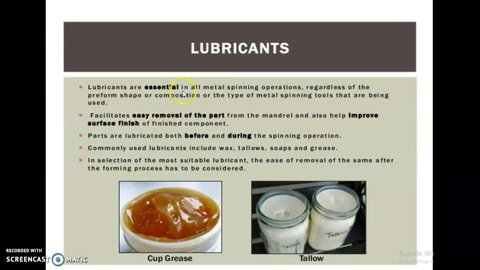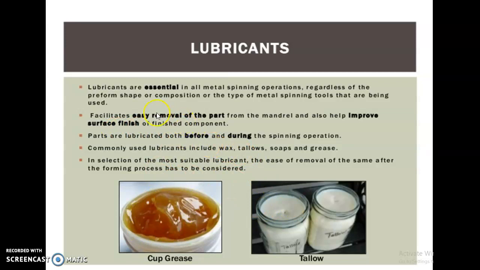So, lubricant. Lubricants are essential in all metal spinning operations, regardless of the preformed shape or composition or type of metal spinning tools being used. They facilitate easy removal of the part from the mandrel and also help improve the surface finish of the finished component. We will be using cup grease or tallow as our lubricants.